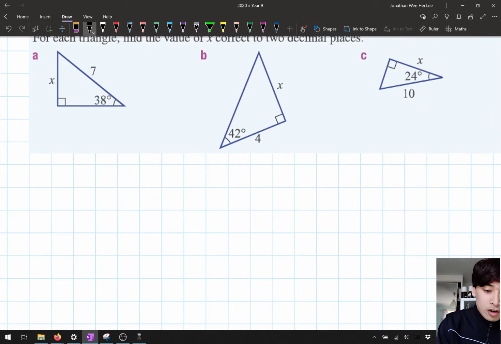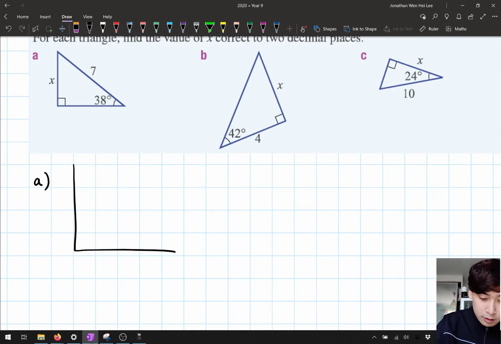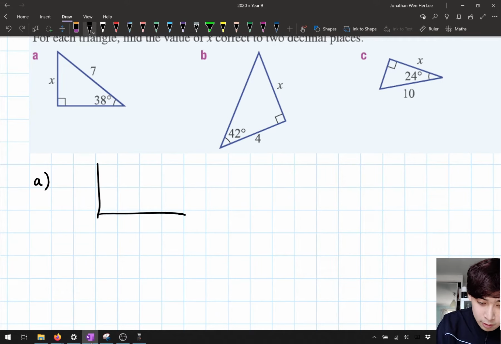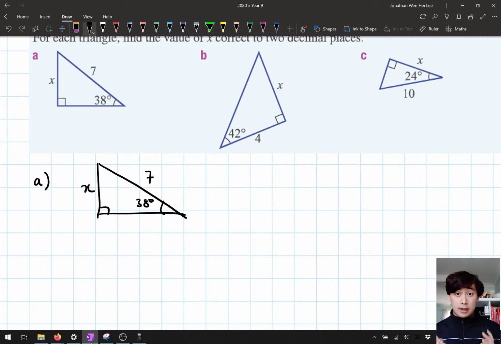So I'm going to draw triangle A over here. So I've got a triangle. I've got 38 degrees here. I've got my right angle. I've got 7 and I've got X. Okay, let's use those steps. First step, label the sides.